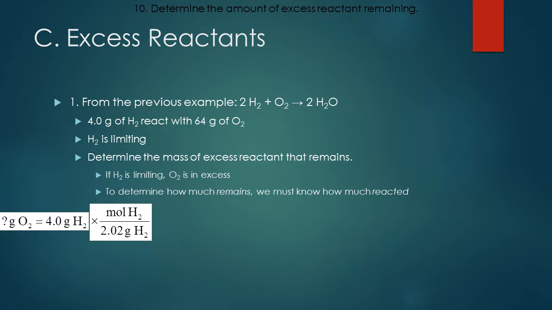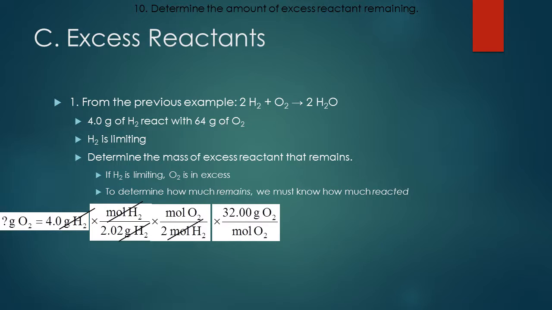We use our molar mass of hydrogen to convert it to moles. Our mole to mole ratio, 2 moles of hydrogen to 1 mole of oxygen. You can see there. And then we use our molar mass, 32 grams per mole for oxygen. And this gives us 32 grams of oxygen. Now notice I've emphasized this by writing the word reactant or reacted after this. In other words, what we're saying is we know all 4 grams of hydrogen will react because it is the limiting reactant. So 32 grams of oxygen will react along with it. Now that was not the question we were asked though.